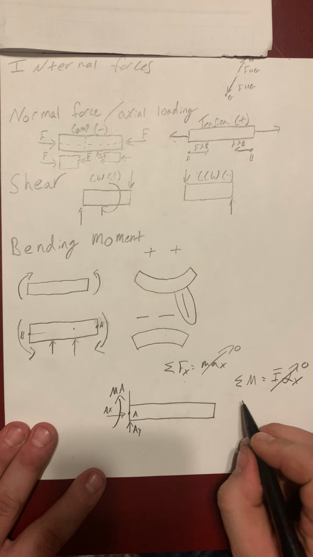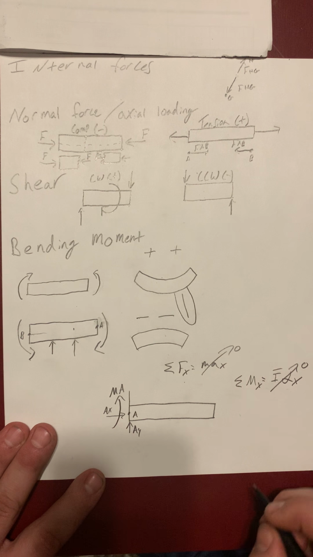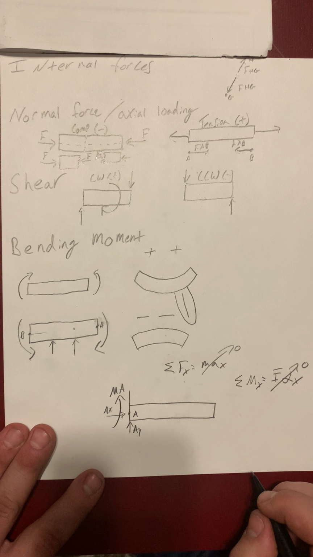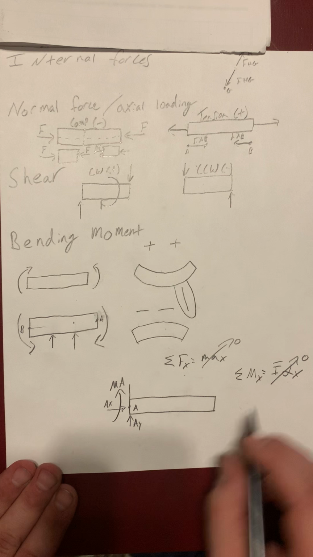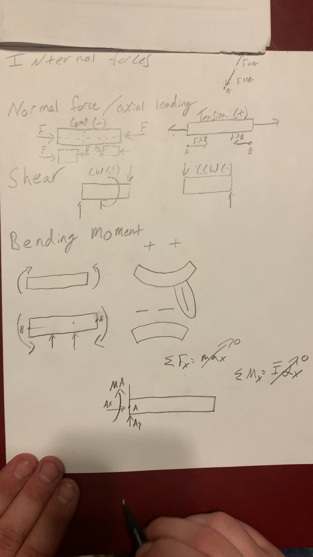It's 0 because the sum of the moments about the X axes has to also be 0. Okay, they have to cancel each other out. All right, so now where does this come into internal forces?